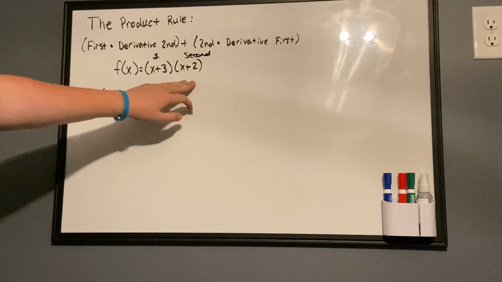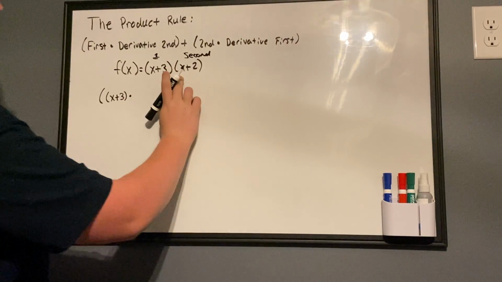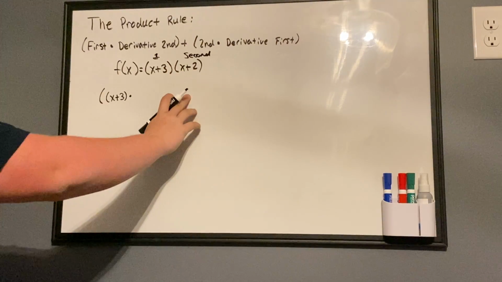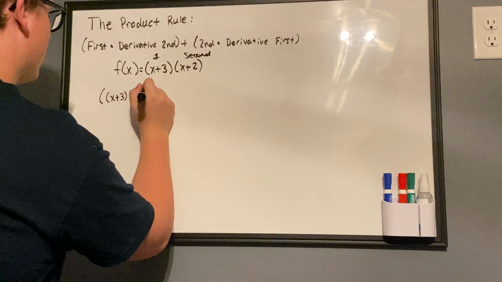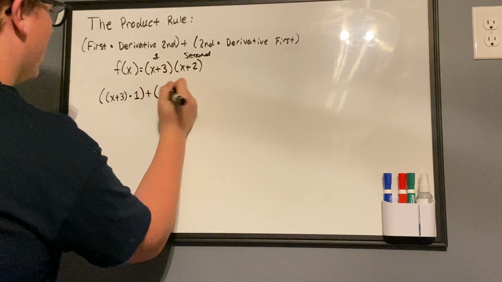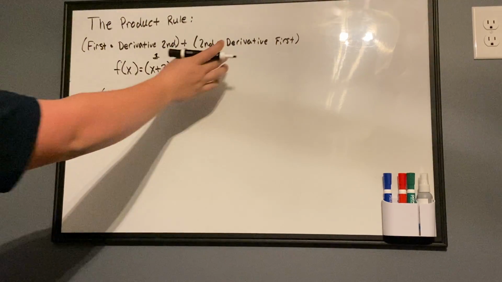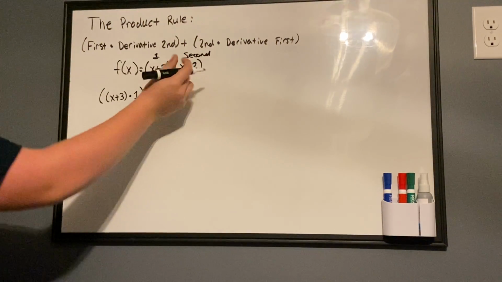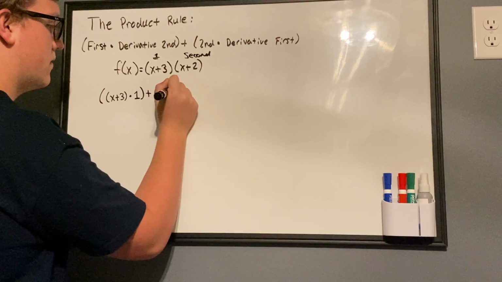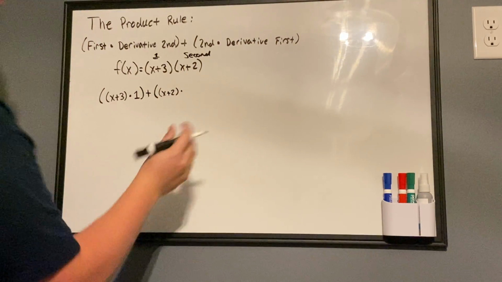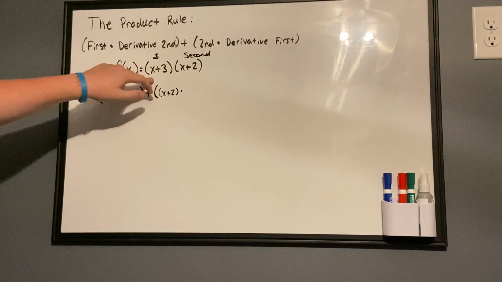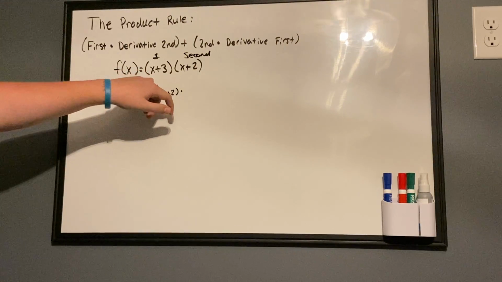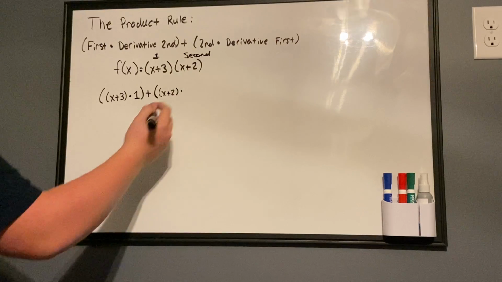So the derivative of this, well, we know the derivative of x is just going to be 1 from our power rule, and we know that the derivative of 2 is going to be 0. So this is just x plus 3 times 1, plus, now we have to do the second part. We have the second term right here, x plus 2, times the derivative of the first. The derivative of this one is just 1 again, because the derivative of x is 1 and the derivative of 3 is 0, times 1.